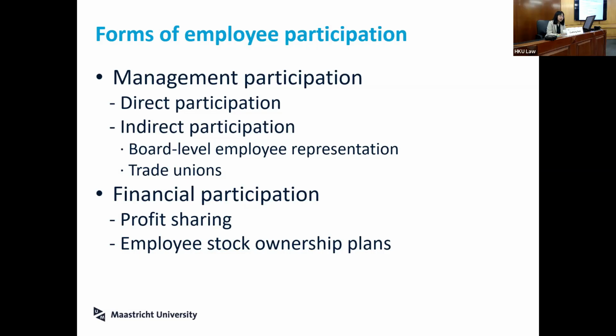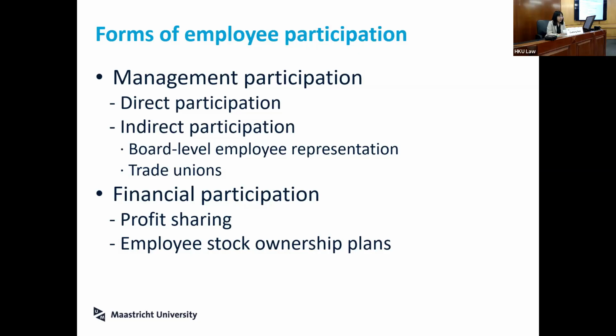And for financial participation, the first form is profit sharing. So it's mainly through annual bonuses or one-time awards that the employer will grant to the employees based on their performance. That's mainly in the form of cash.